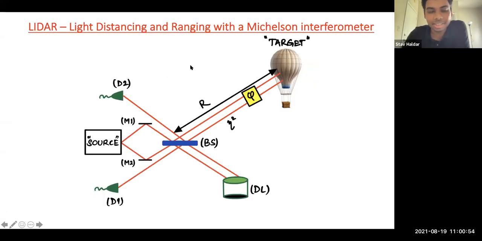So yeah, as Dr. Lee said, every graduate student here has to draw his own interferometer once. I did it recently, so this is my interferometer.